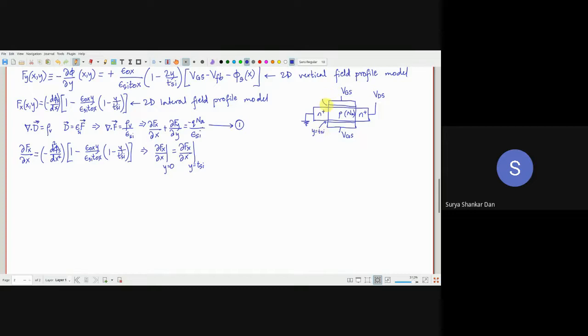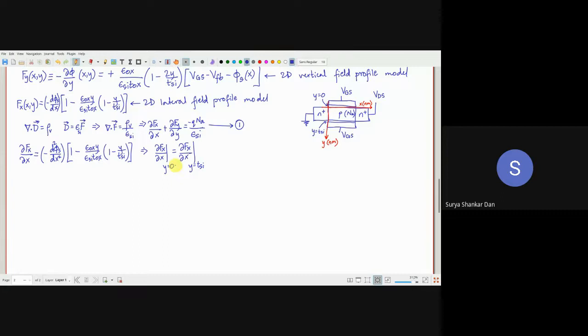What is the point over here? Y is equal to 0. याद है ना? Let me just annotate the axis once again. So this is y in nanometers. This is x in nanometers. ठीक है? So TSI is a silicon film thickness.